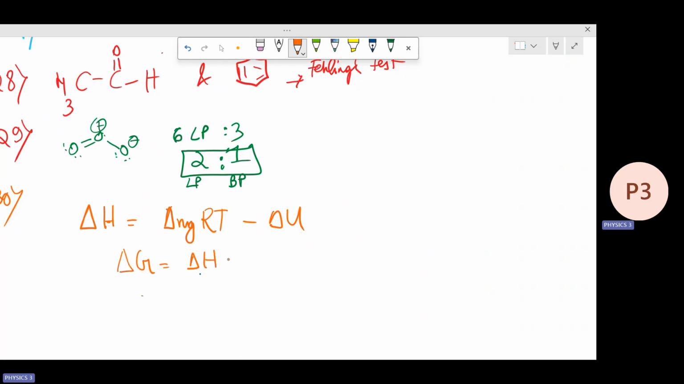Delta G will be equal to delta H minus T delta S. T and delta S values are already given. After you put in all the values, you are going to get the final answer of minus 2.67. Yeah, that is the way.